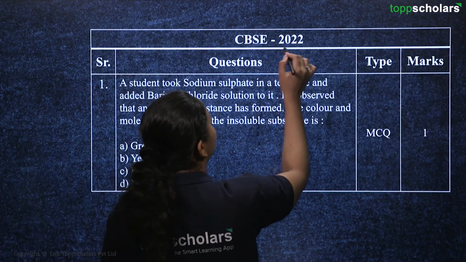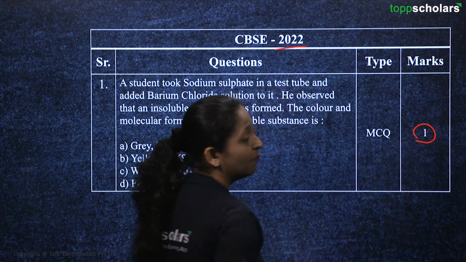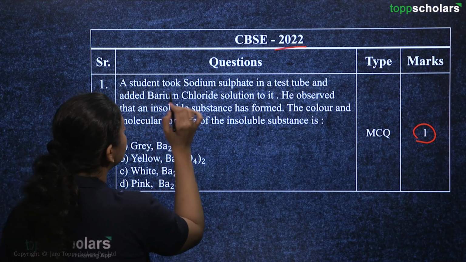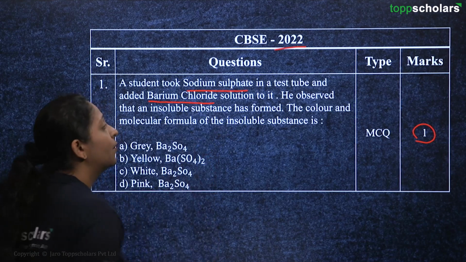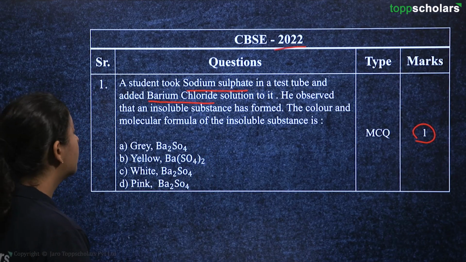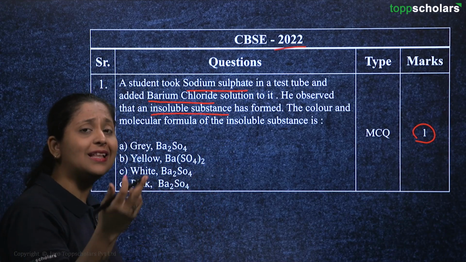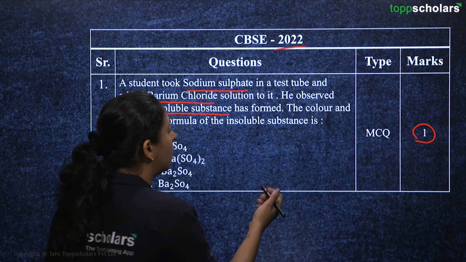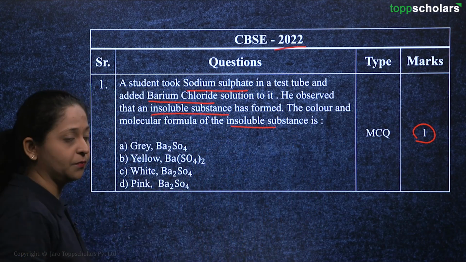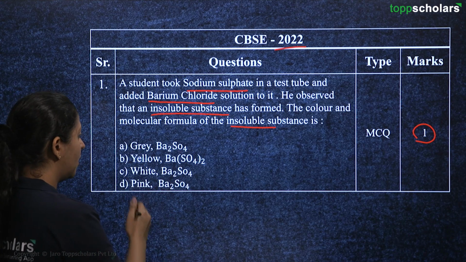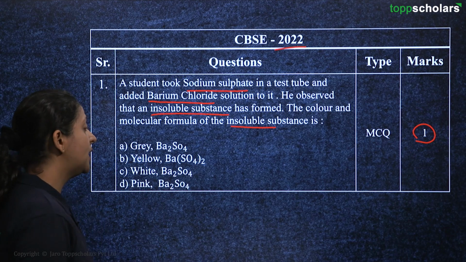Now students, coming to the year 2022 paper, it is a multiple choice question giving 1 mark for you. A student took sodium sulfate into a test tube and added barium chloride to it. What he observed? He observed that an insoluble substance has formed. Insoluble, that means it is not able to dissolve in water. The color and molecular formula of the insoluble substance is given to you. Like grey, barium sulfate, yellow, BaSO4 twice, white, Ba2SO4 and pink, Ba2SO4.